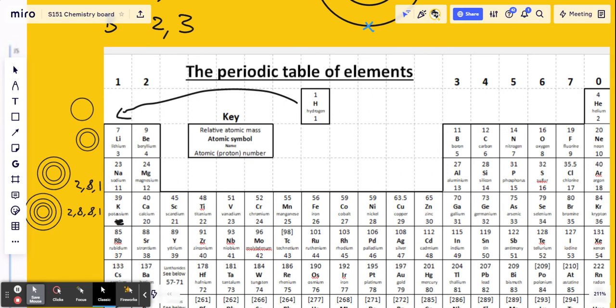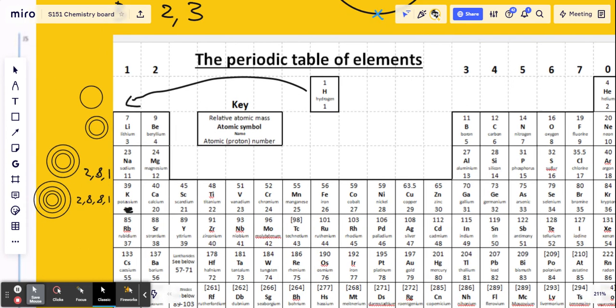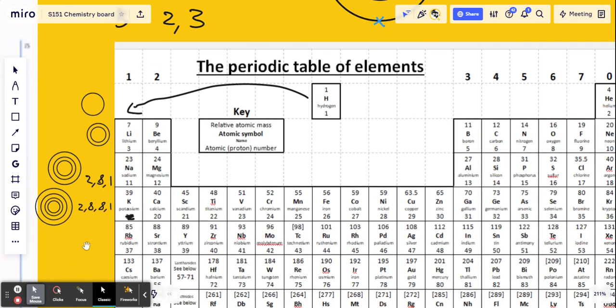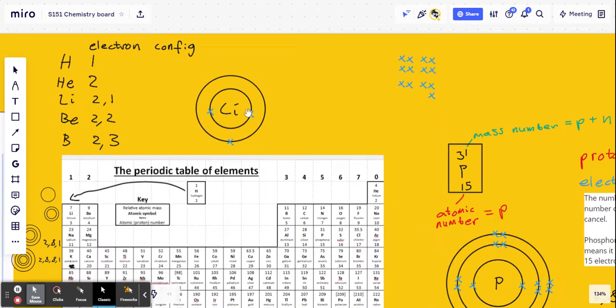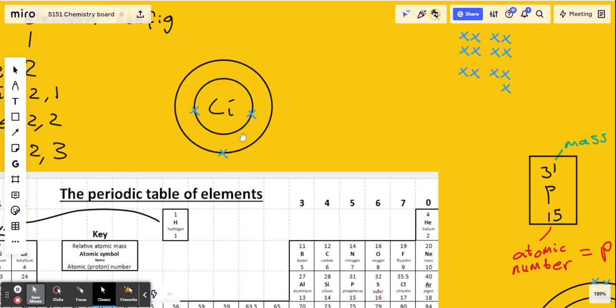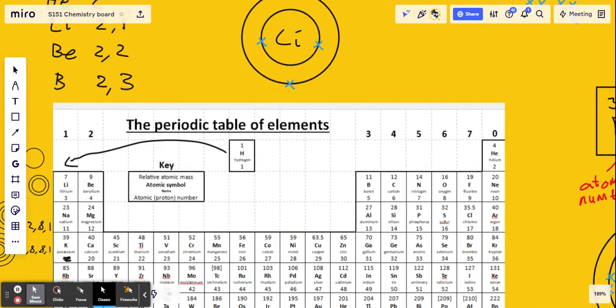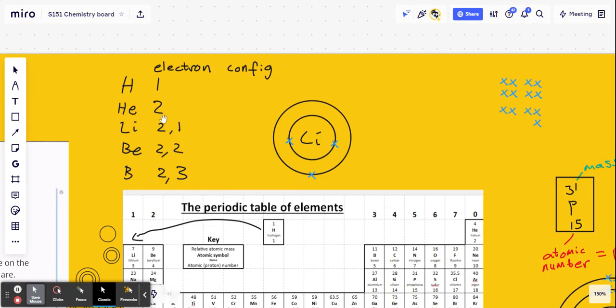Beryllium, 4, still two shells because the second shell can hold up to 8, and it's got two in the outer shell this time because it's got two in the first and two in the second, and it's in group 2. So the group tells you the number of electrons in the outer shell, and the period tells you the number of shells it has in total. You can draw these like I've drawn for lithium here, two in the first and one in the second, or you can actually write them out like this.